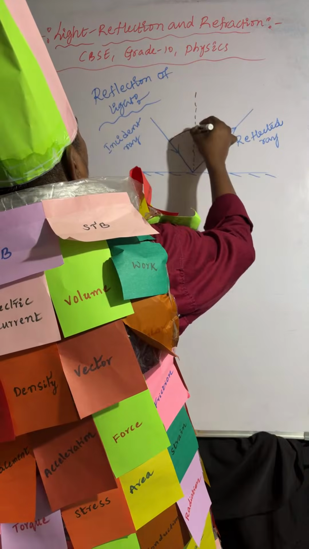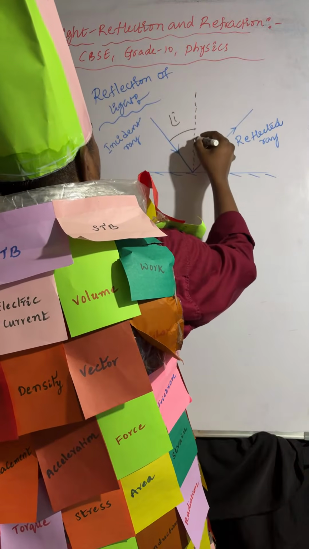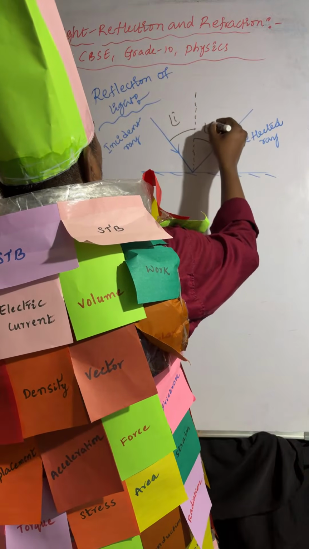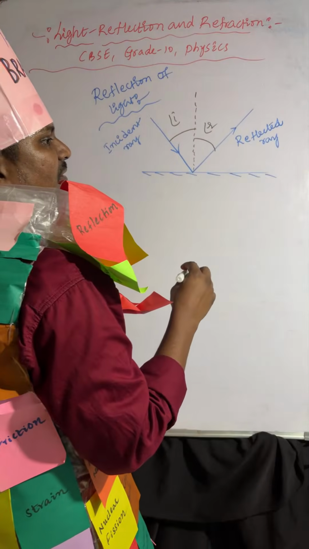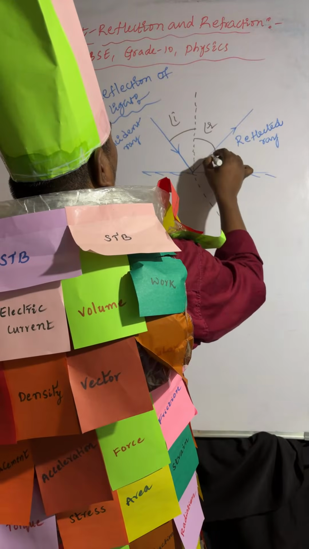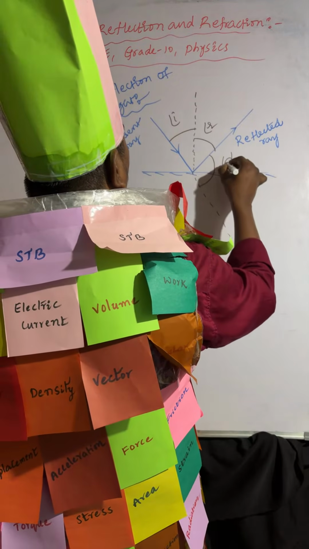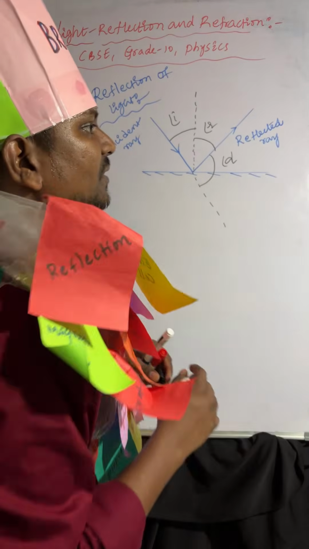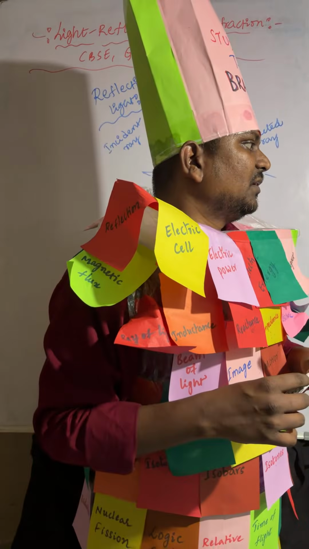The angle between the incident ray and the normal line is called the angle of incidence. The angle between the reflected ray and the normal line is called the angle of reflection. And here you can observe the angle between the reflected ray and the undeviated line is called the angle of deviation.